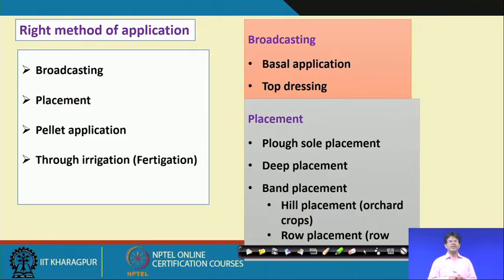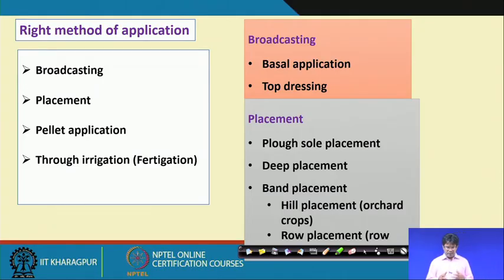So, that is a broadcasting method, which is less efficient, but you go for the placement method, which is more efficient in nutrient management: plough sole placement during the sowing time, where the fertilizer is placed below the seed zone, or deep placement, like for rice crops also.